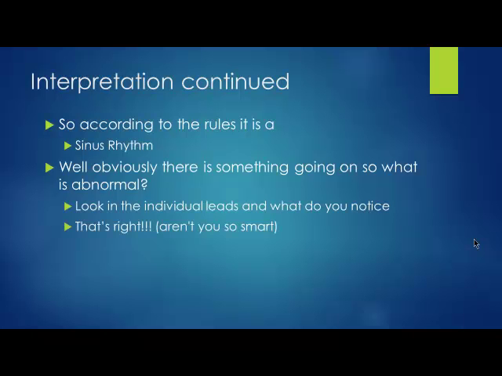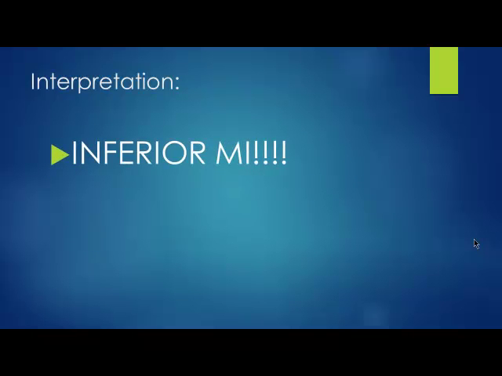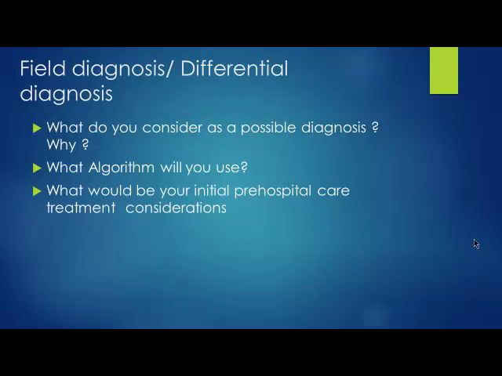Individual leads, and what do you notice? You were so smart. Y'all have already noticed that. ST elevation leads 2, 3, AVF. And what are we going to call it? Inferior. All right. Now, we're in inferior, so we say, hey, just be safe. You know what the paramedic does, but we just out of school, and we know that when we see inferior MI, we might want to get a right-sided 12 lead. It's fine. It doesn't indicate any right-sided involvement.